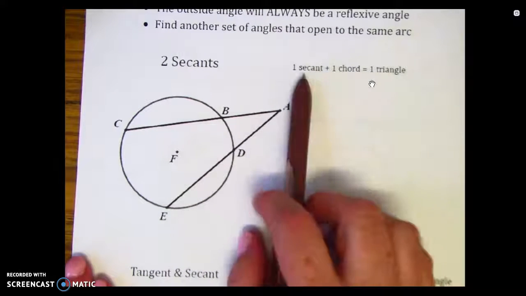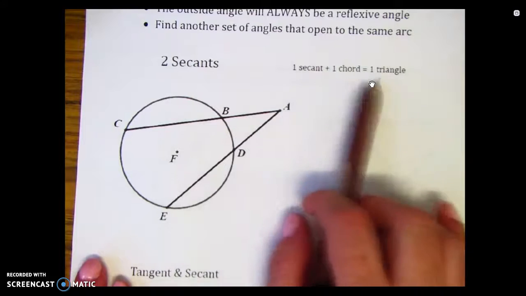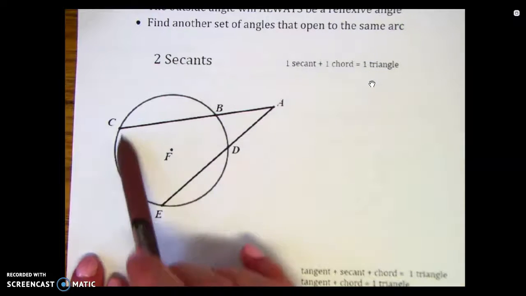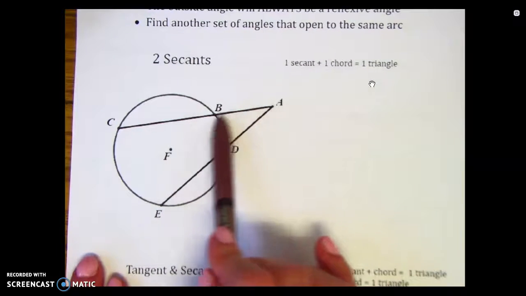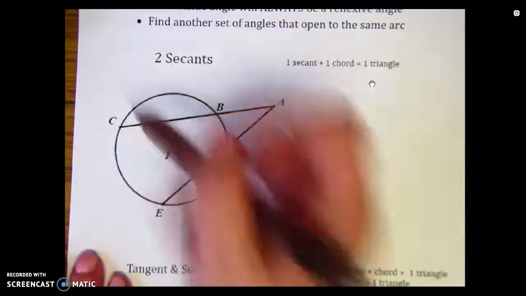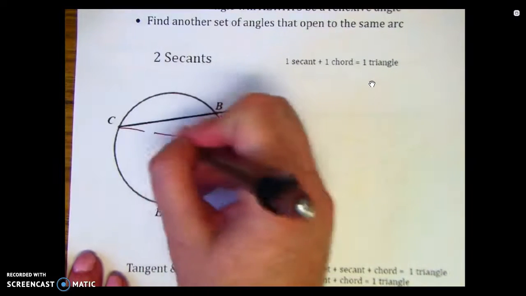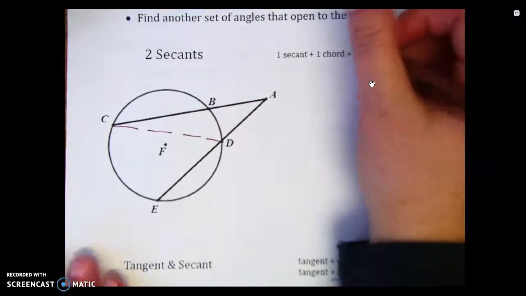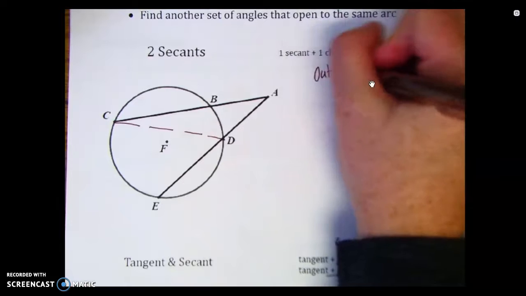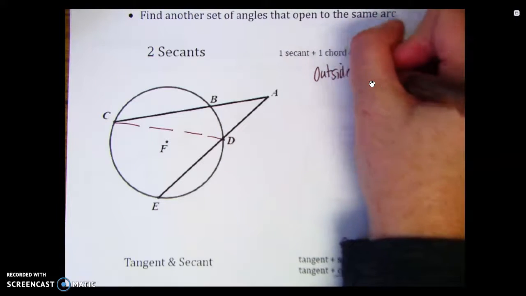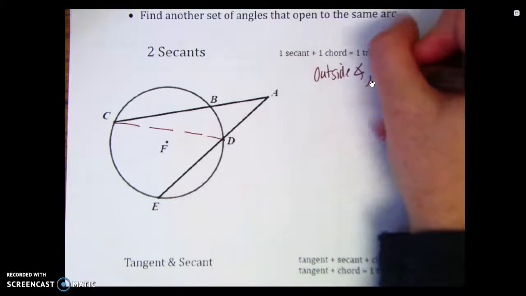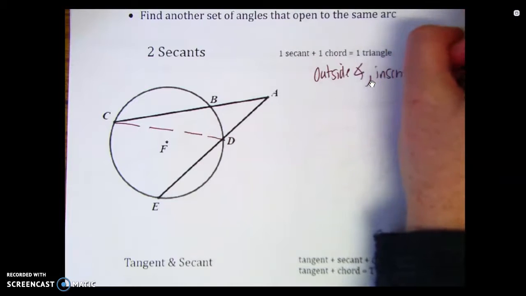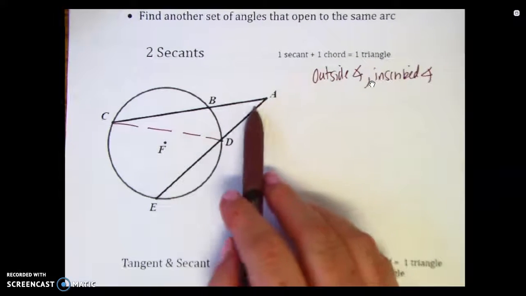What I'm saying is that if you connect a secant and a chord, you're always going to get a triangle. So I have a secant, and I'm going to take the end of that secant and connect this chord, again, just like we've been doing. And so I always start with the outside angle, and then I go to the inscribed angle. So my outside angle is A.